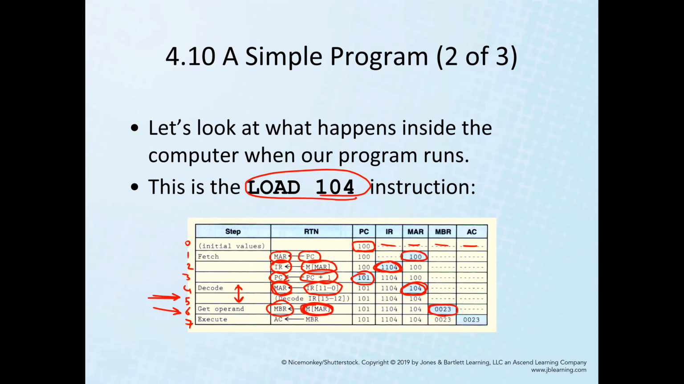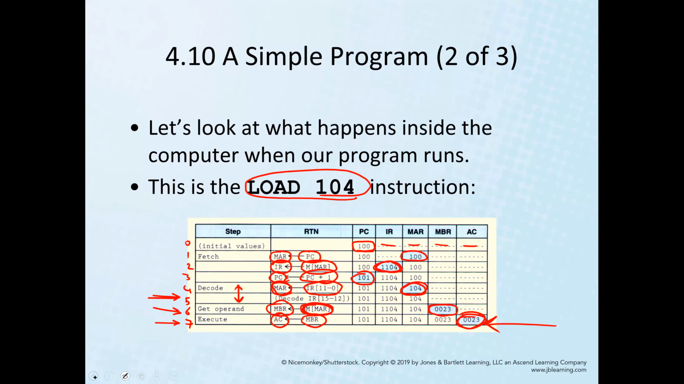And the last step is the execute step, in which MBR will be moved to the accumulator. So after running these 8 cycles, if you check the result, it's here. The accumulator has the number 0023.